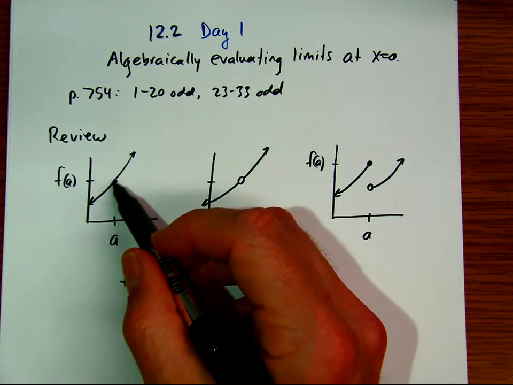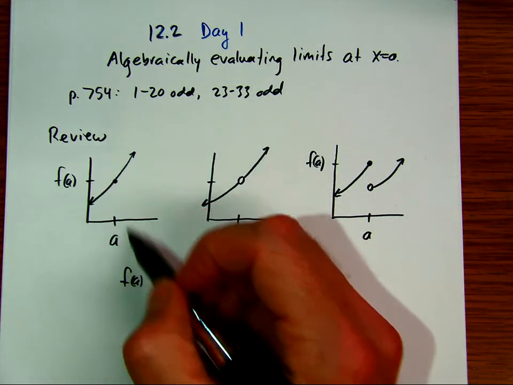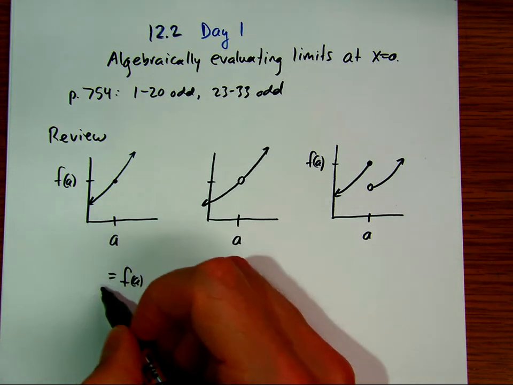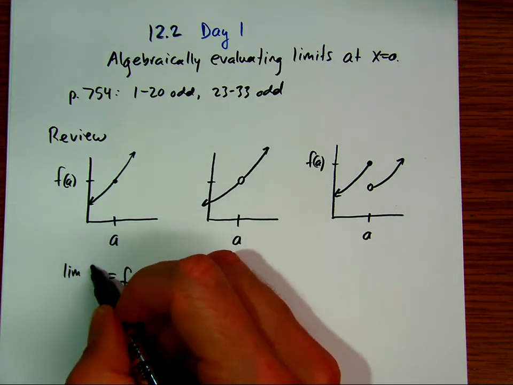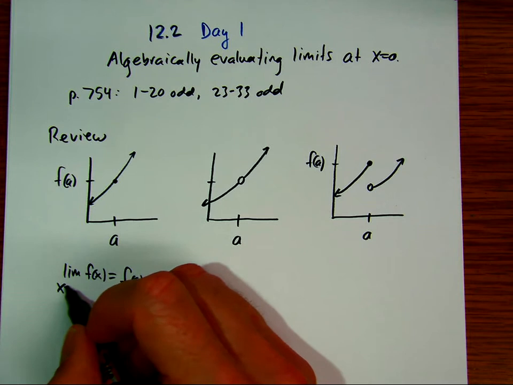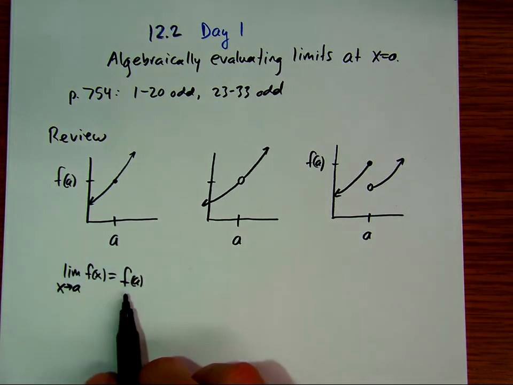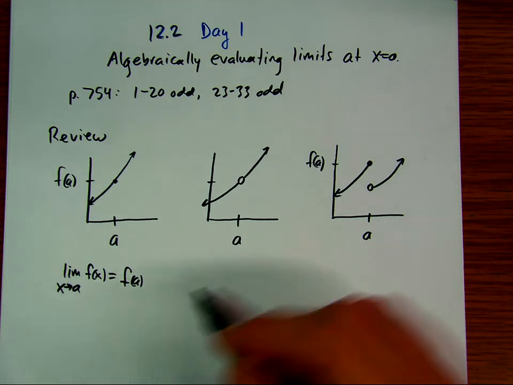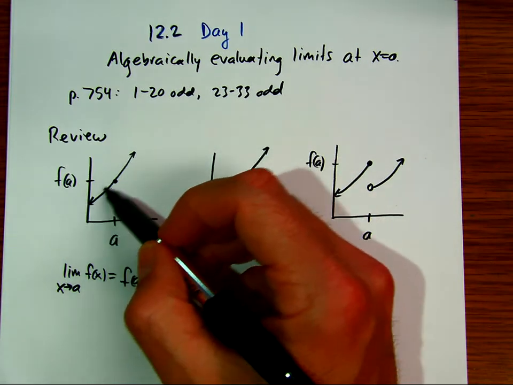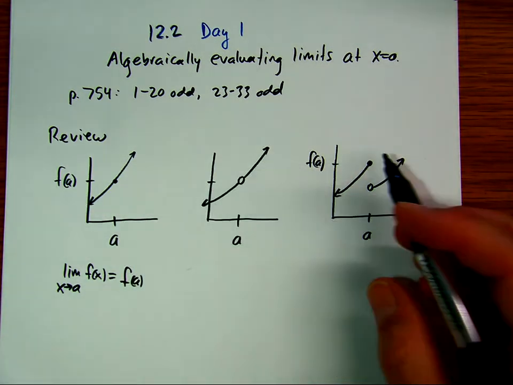Also, the graph is going to the same place. It's going to that same y value, and we could say that the limit of f of x as x goes to a is the same as the value of the function. And this is how we describe something to be continuous. We've seen that earlier in the year, and a continuous graph is one where you can trace it without lifting the pen.